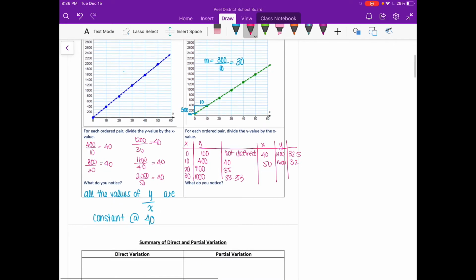So what do we notice here? All the values for y over x are not constant.